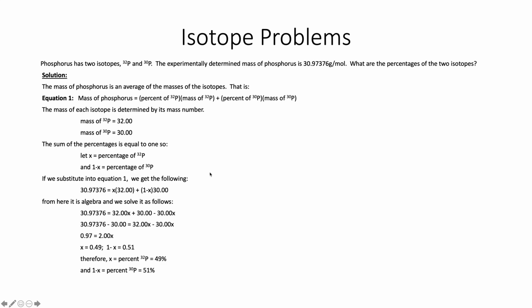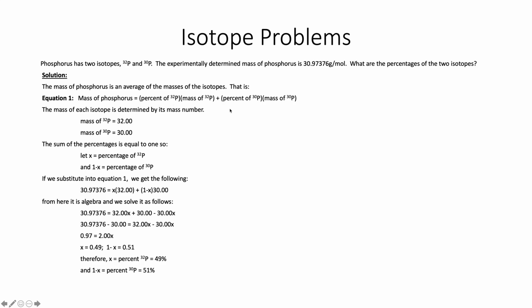One more, just doing it backwards. So let's say that you know the average, and don't worry about the unit here, we'll get to that later. You know the average, and you know what the isotopes are, but you don't know the percentage of each. Just working the same problem backwards. So again, the mass is the percent times the mass plus the percent times the mass of the various isotopes. We'll use the isotopic mass, 32 for the 32, 30 for the 30.